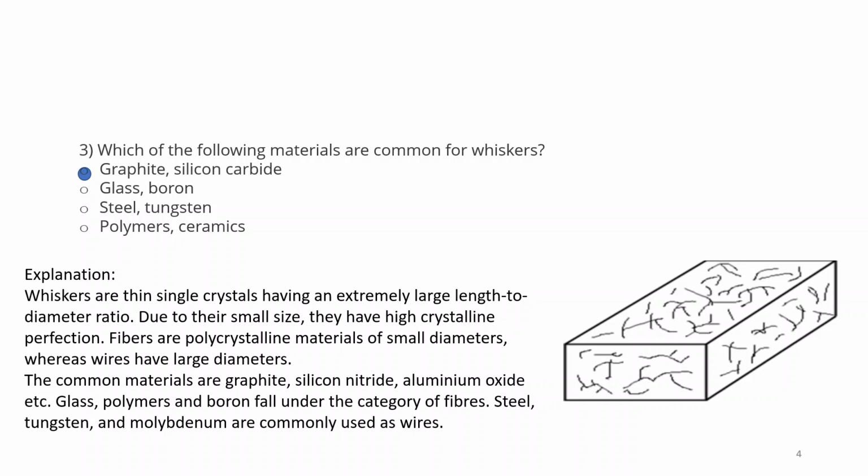And fibers are polycrystalline materials of small diameters, whereas wires have large diameters. The common materials are graphite, silicon carbide, aluminum oxide, etc. Glass, polymers and boron fall under the category of fibers. Steel, tungsten and molybdenum are commonly used as wires. So this is what your composite will look like: this phase will be reinforcement, this continuous phase will be matrix, and this phase will be fibers.